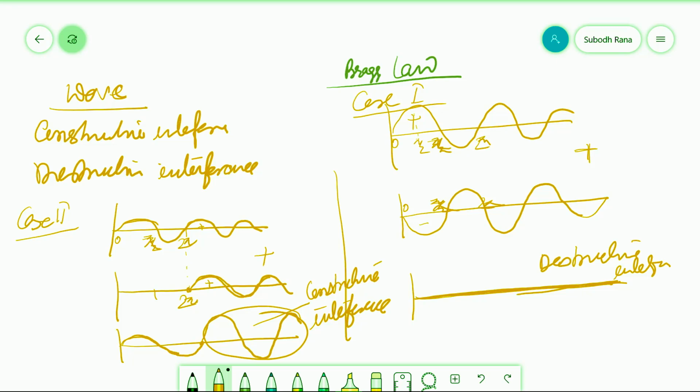You can see here, this distance is lambda. Whenever two waves are separated by a multiple of lambda, suppose this will be 2 lambda, and the second wave is generated from here also, then again there will be constructive interference. So if two waves are separated by an integral multiple of lambda, there will be constructive interference.